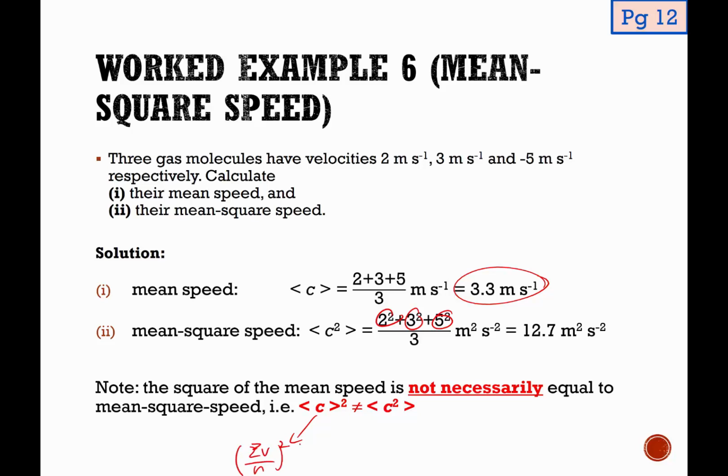This is the square of the mean speed. Whereas the mean square speed is basically summing the square of the velocity first, divided by n. Okay, so these are actually two different mathematical formulas, so just take note of them.